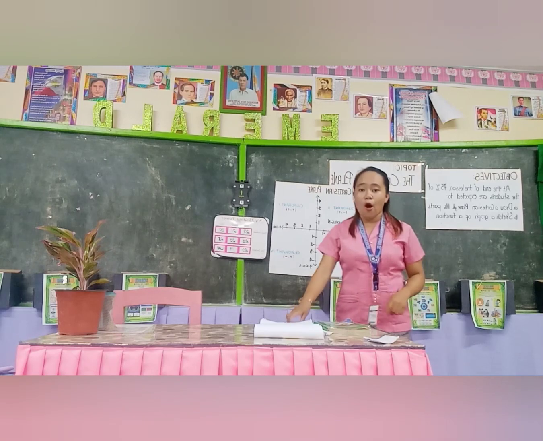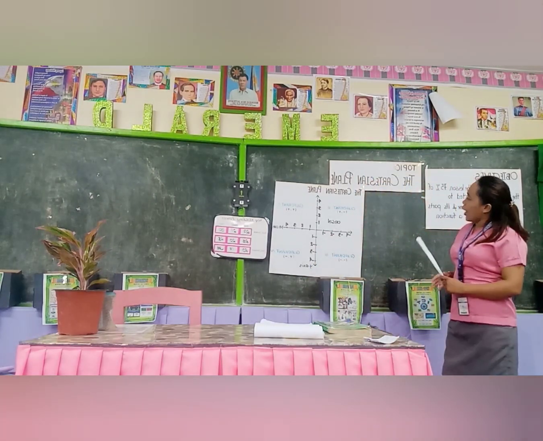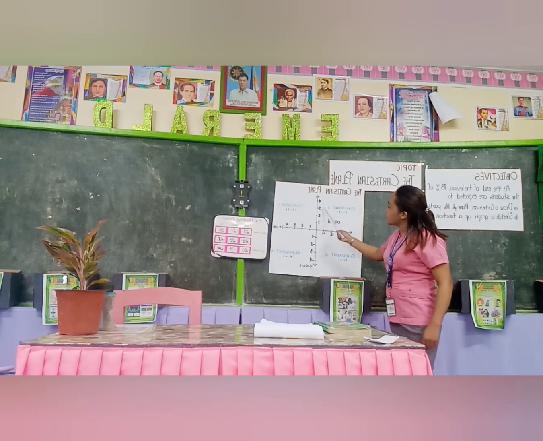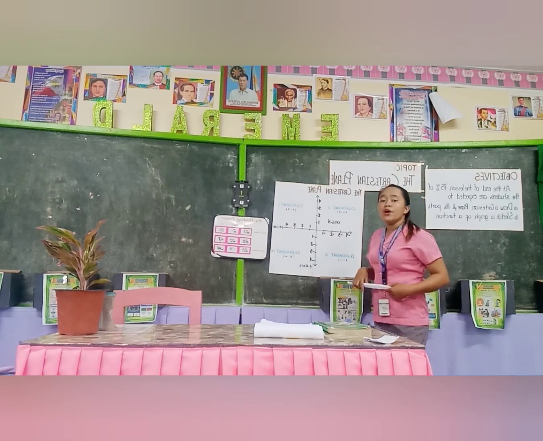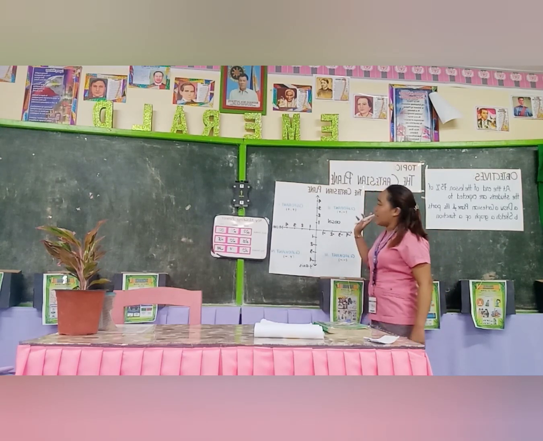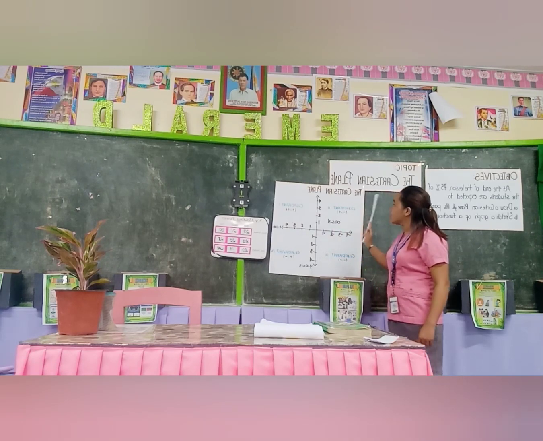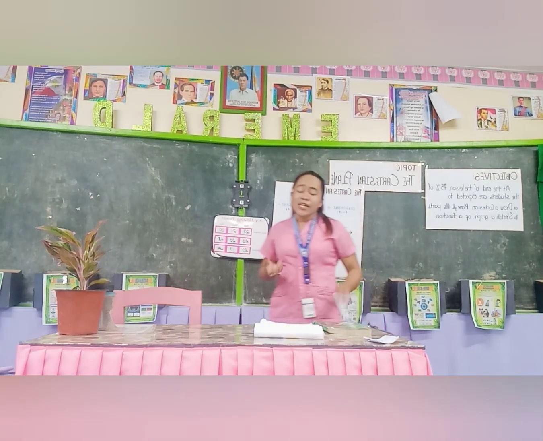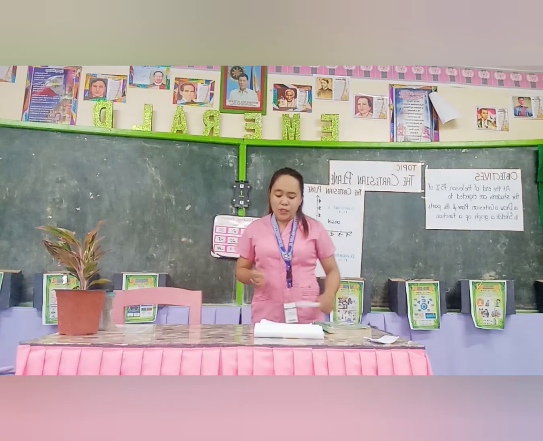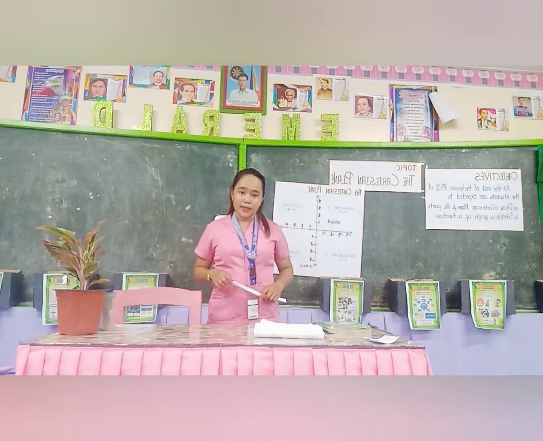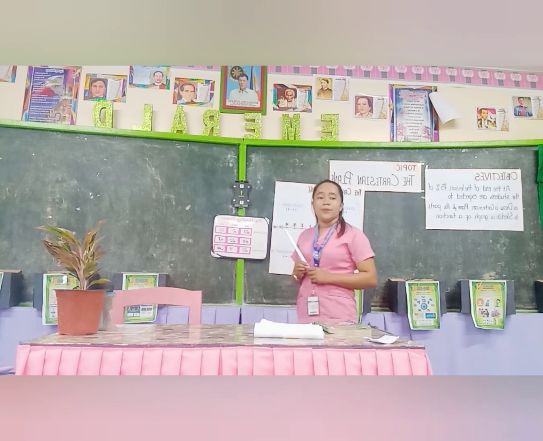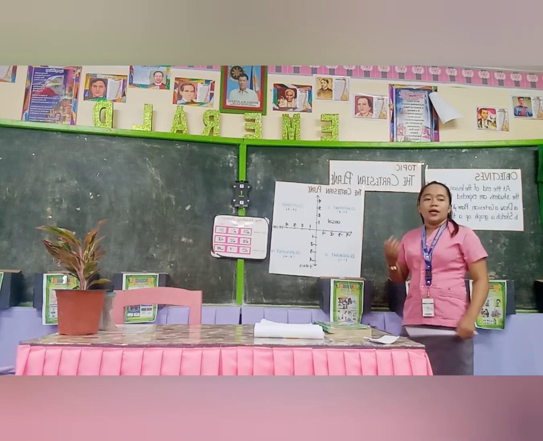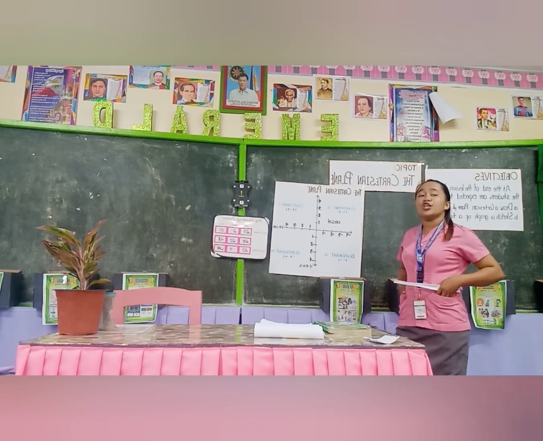So class, eyes on the board. This is the illustration of the definition of the Cartesian plane. As you can see, there are four regions, namely quadrant 1, quadrant 2, quadrant 3, and quadrant 4. Based on the definition of the Cartesian plane, name the two number lines in the Cartesian plane.